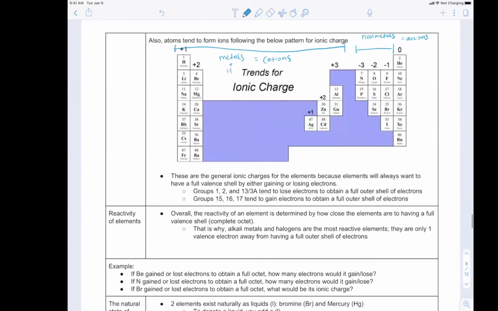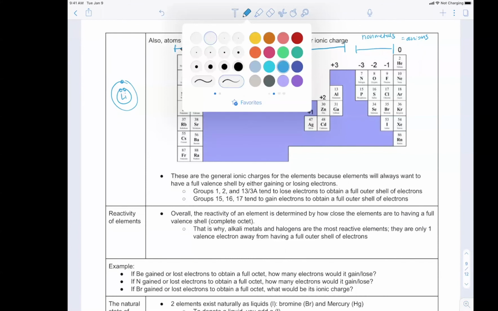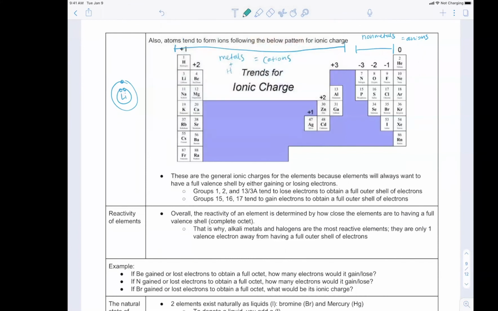Let's say if we look at lithium, if we drew out the Bohr model, you can see, like we've been talking about, lithium will want to lose one valence electron. So since it loses a valence electron, now it has a full valence shell. But since it lost an electron, it would have a +1 charge. So this is kind of going back to calculating net charge from your previous lessons.